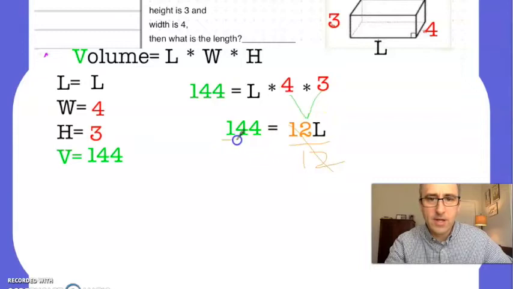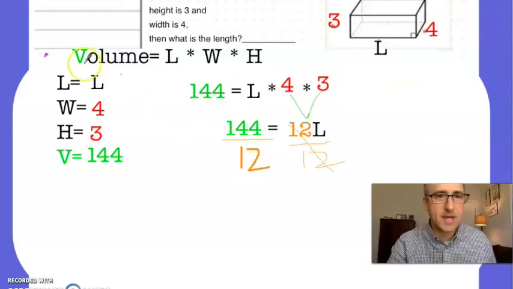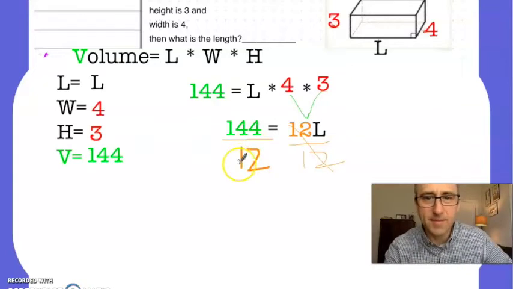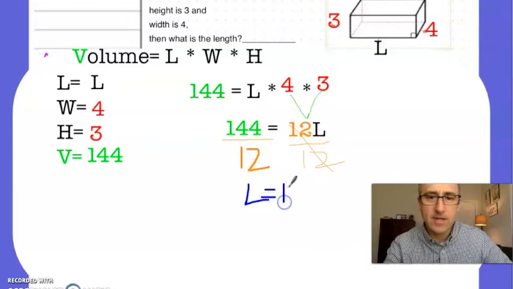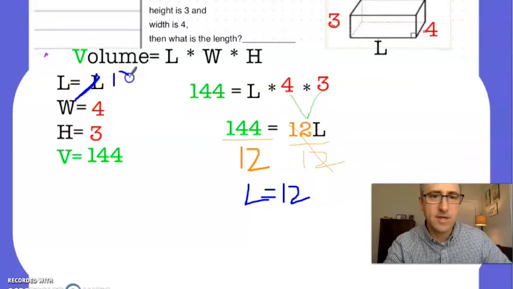When I bring the 12 to this side, I need to take 144 into my calculator first, 12 second. Some of you might know that off the top of your head. 144 divided by 12 is 12. So our length is 12. Nice job. So we can cross that out and put a length of 12.